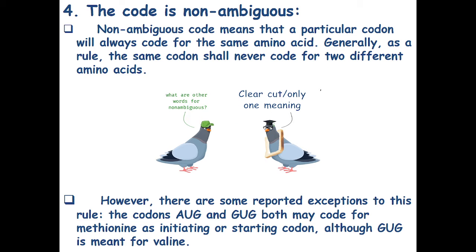Next, the code is non-ambiguous. Non-ambiguous actually means clear-cut, or having only one meaning. So once a codon is going to code for a particular amino acid, then it will code for only that amino acid. This is the meaning of non-ambiguous nature.